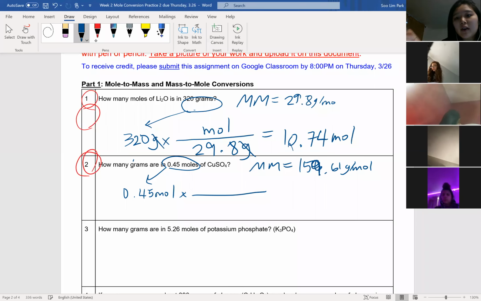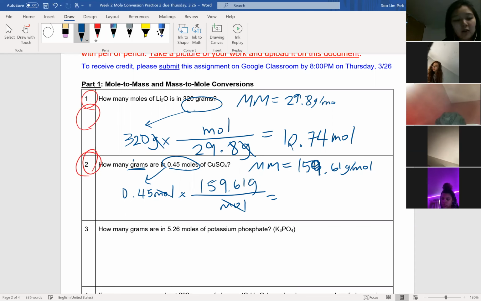Okay, so we're given moles and we want to solve for grams, so we're going to multiply by molar mass. All right, so moles cancel out, and I'm going to plug it into the calculator. It's going to be 0.45 times 159.61, and I get 71.80 grams. All right, so this is my answer for number 2. This is my answer for number 1.